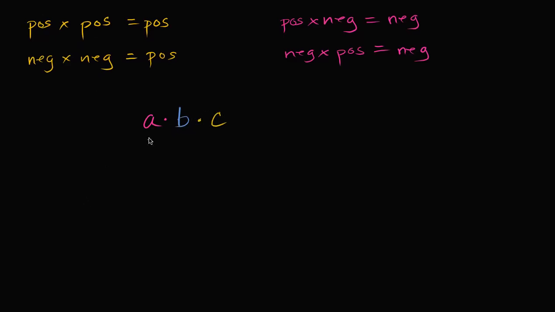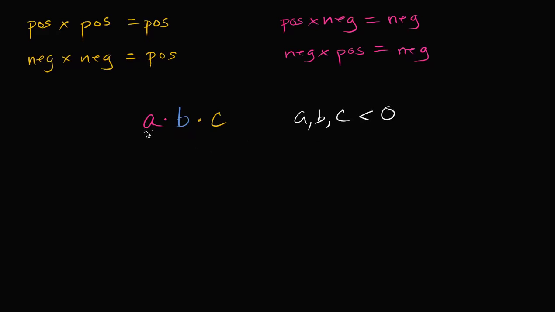Now, if I told you that these were all positive numbers, then you say, okay, a times b times c is going to be positive. A times b would be positive, and then that times c is positive. Now, what would happen if I were to tell you that they were all negative numbers? What if a, b, and c were all negative? Let me write a, b, and c, they're all going to be negative.